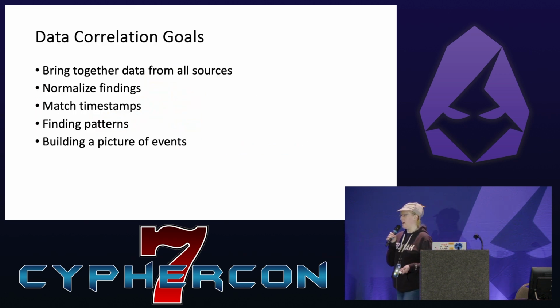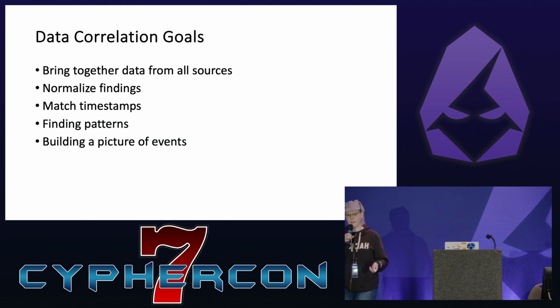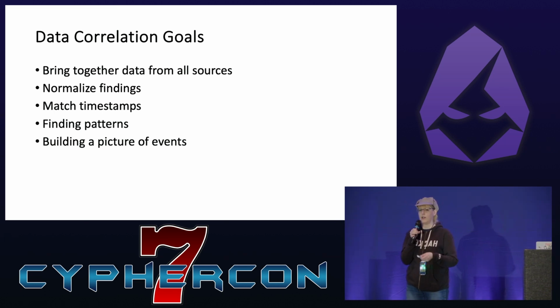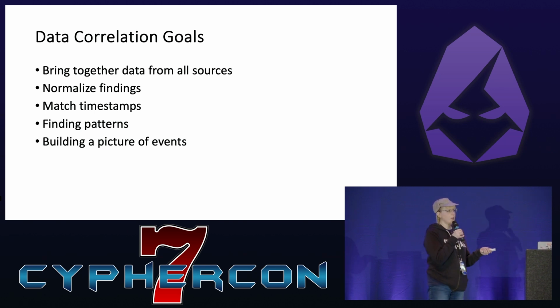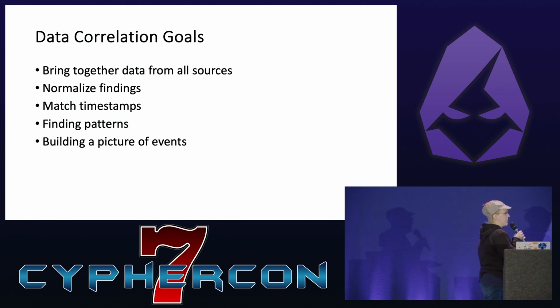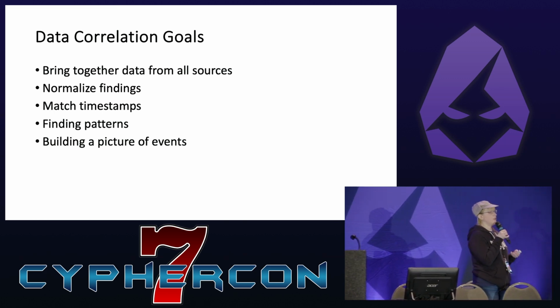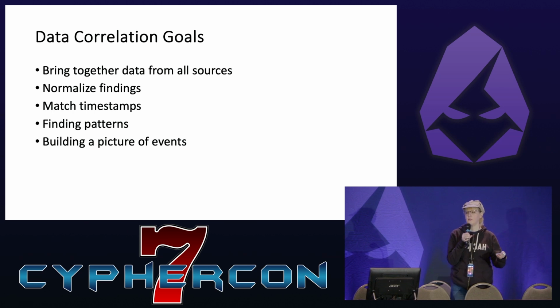So this next stage, we've gathered the data, right? We've done some analysis, we've pulled things out. Now we're going to correlate that data. So these are the goals of that stage. We're going to bring all these bits of data together from different sources. We're going to normalize the findings where necessary, doing things like matching timestamps, and we're going to look for patterns.